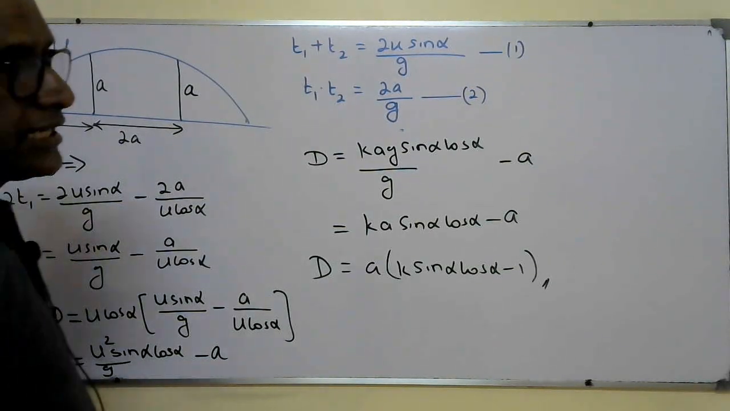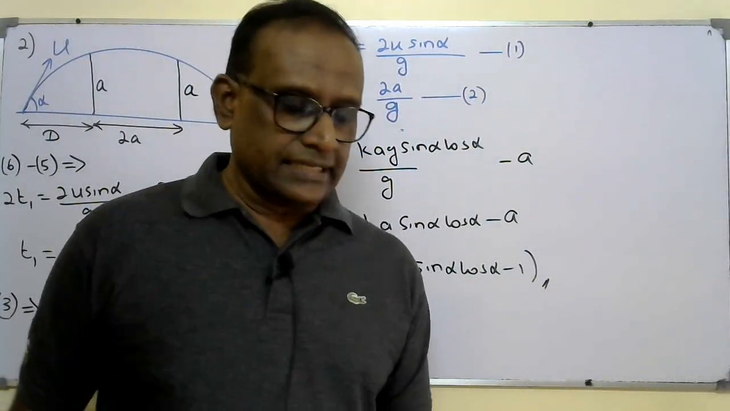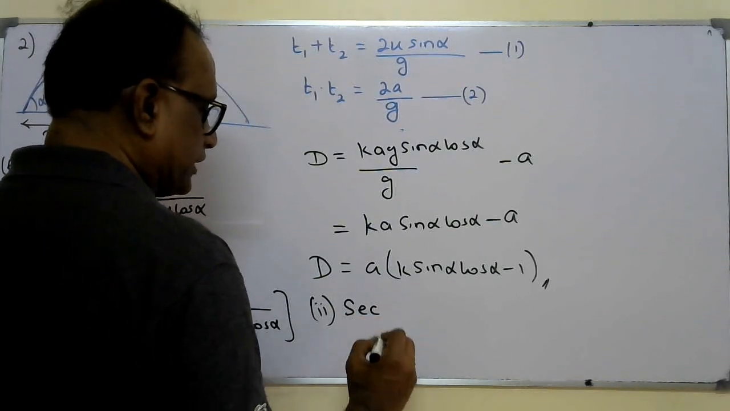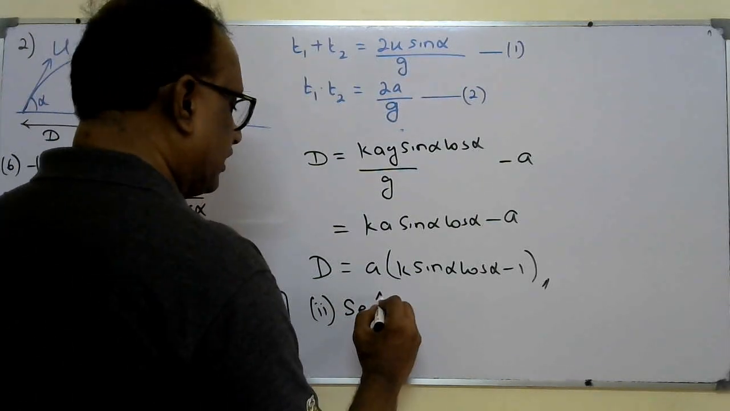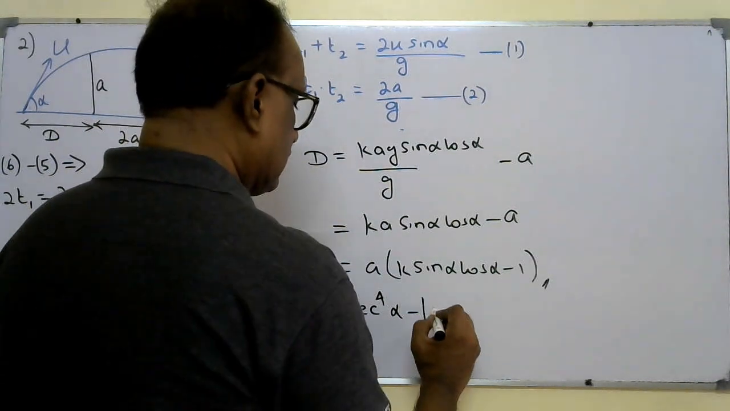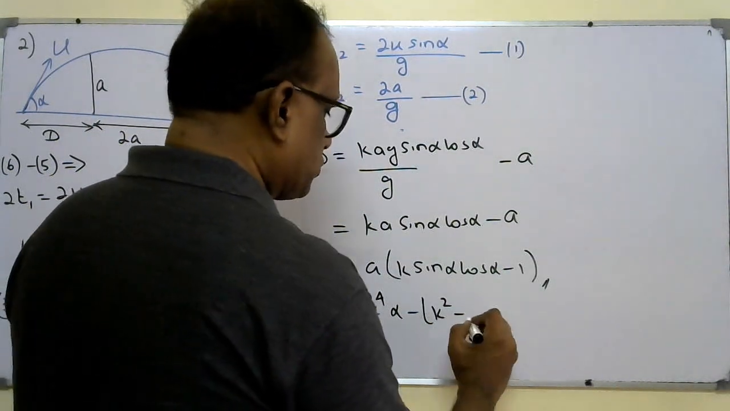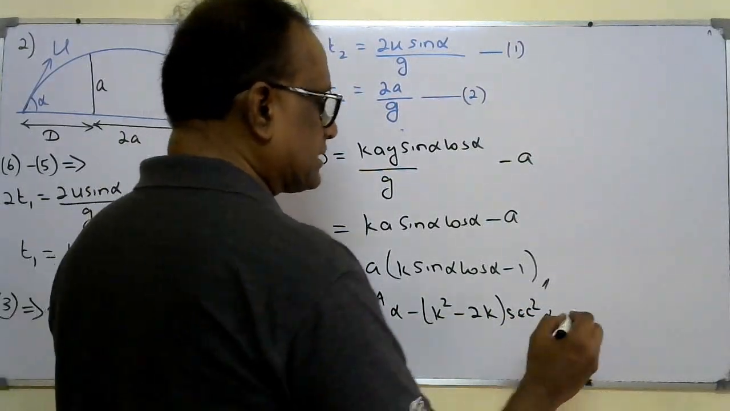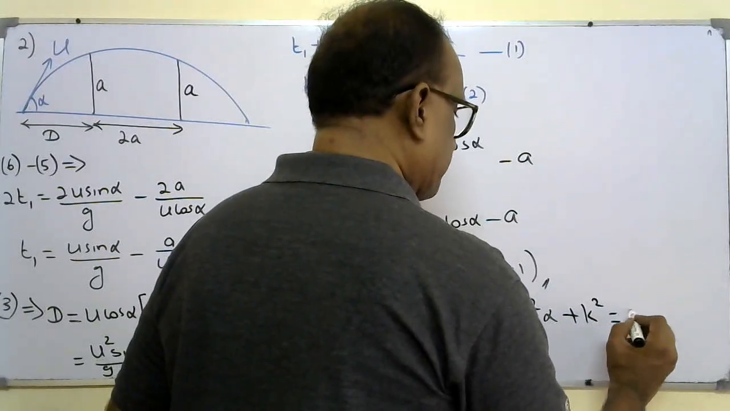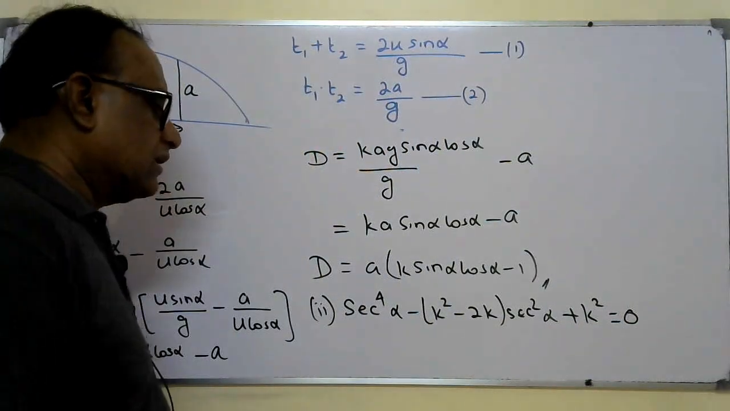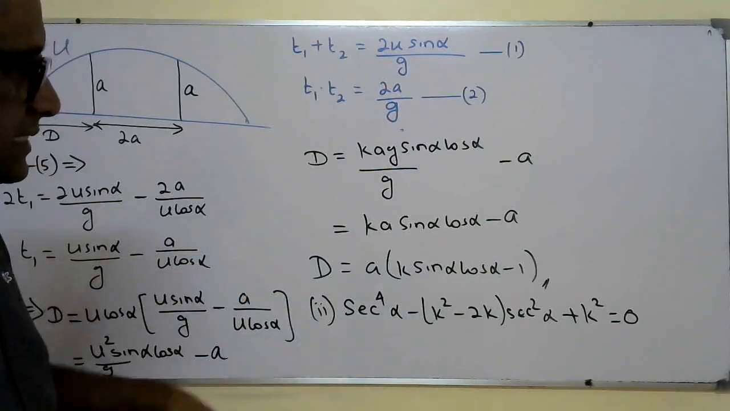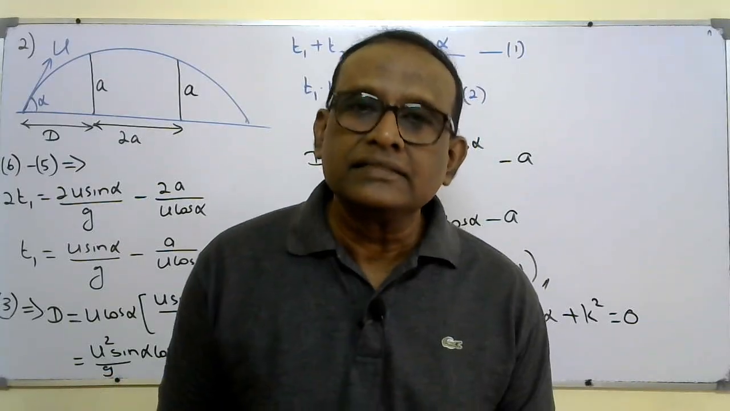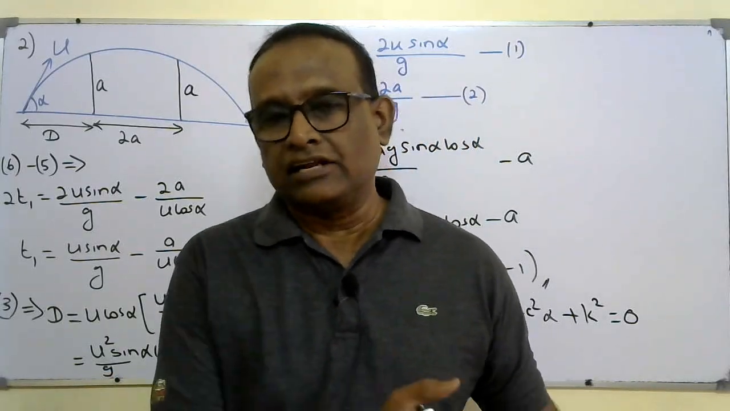Okay, the second part, they asked to show that sec to the power 4 alpha minus k squared minus 2k sec squared alpha plus k squared equals 0. That means we have to eliminate the distances, we have to eliminate the a, and get a relationship only among the angles, sec alpha format.